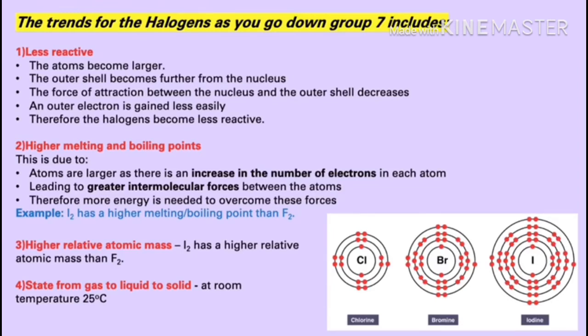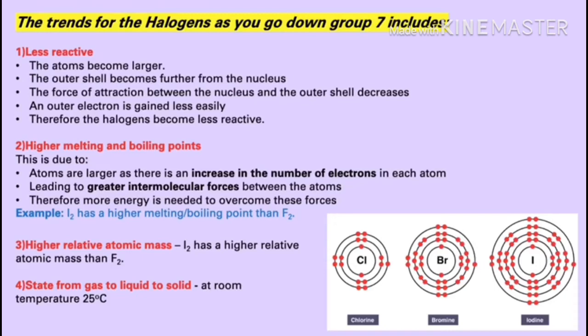The next one is they have higher melting and boiling points as you go down the group. This is because as atoms become larger, there is an increase in the number of electrons in each atom, leading to greater intermolecular forces between the molecules. Therefore, more energy is required to overcome these forces.